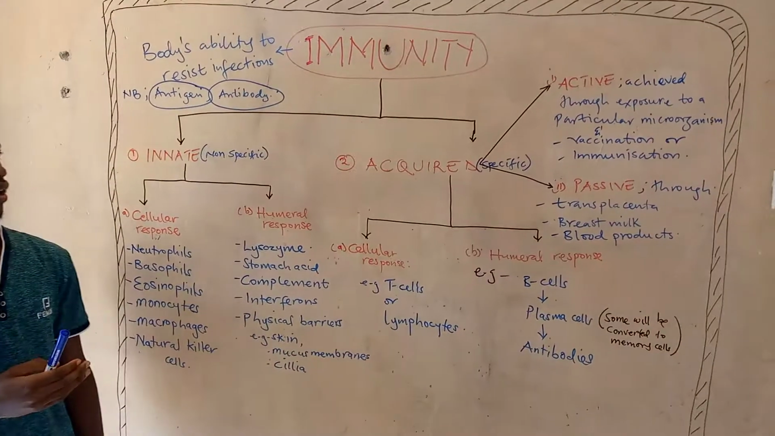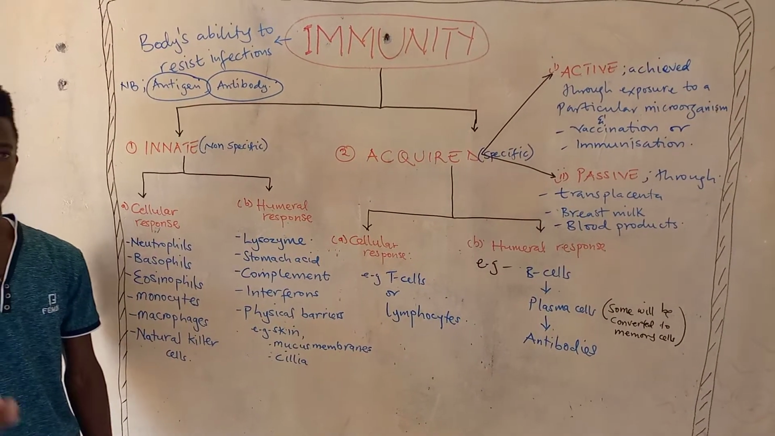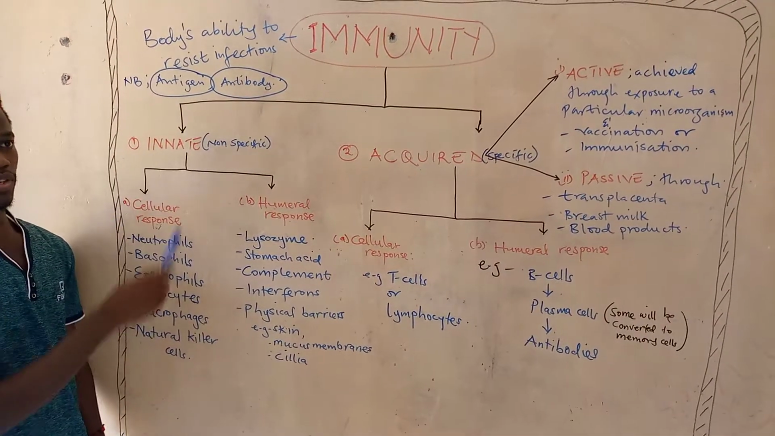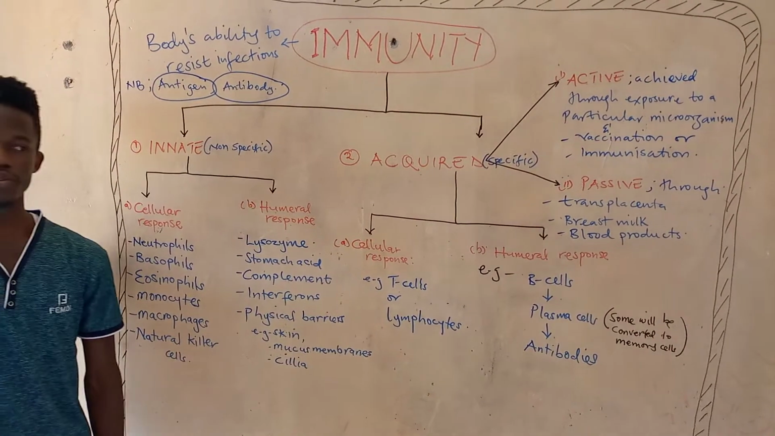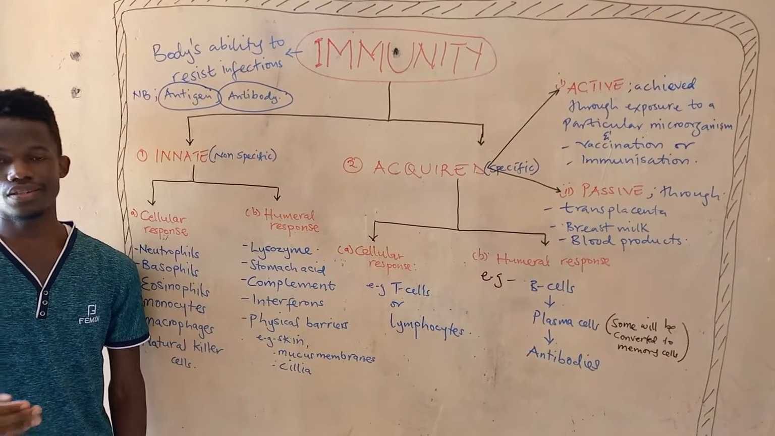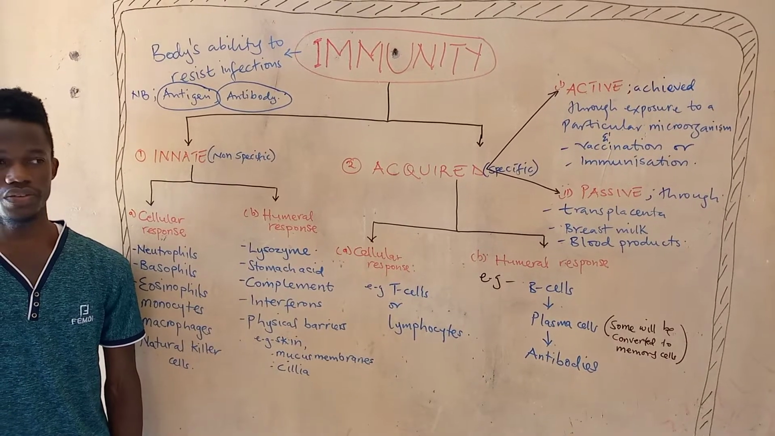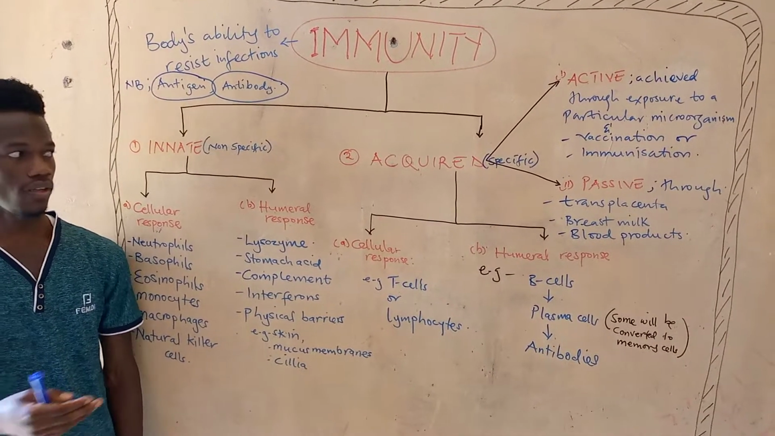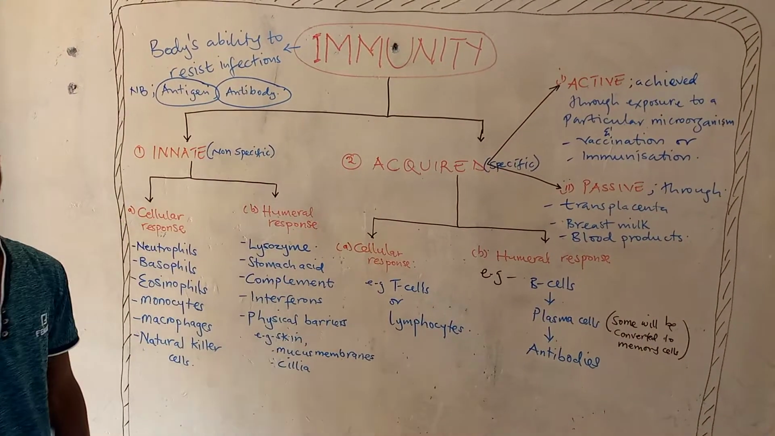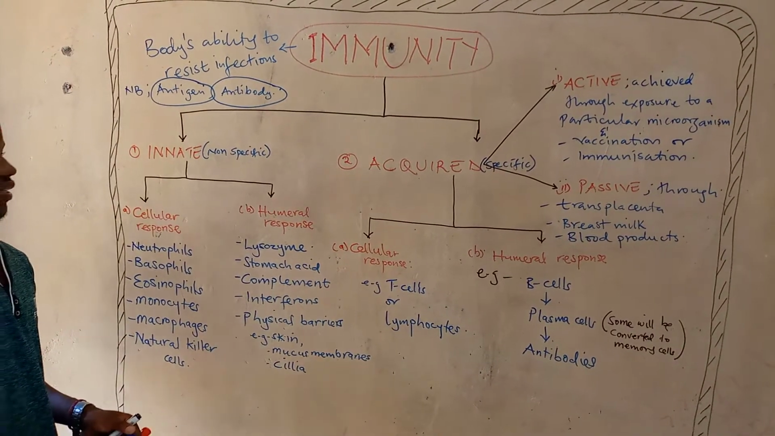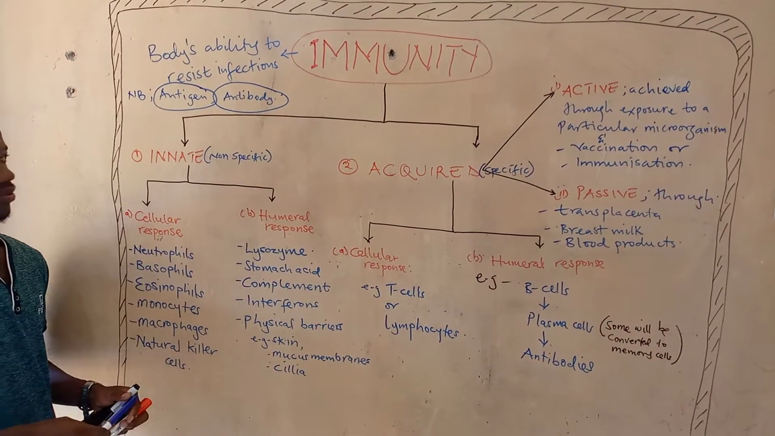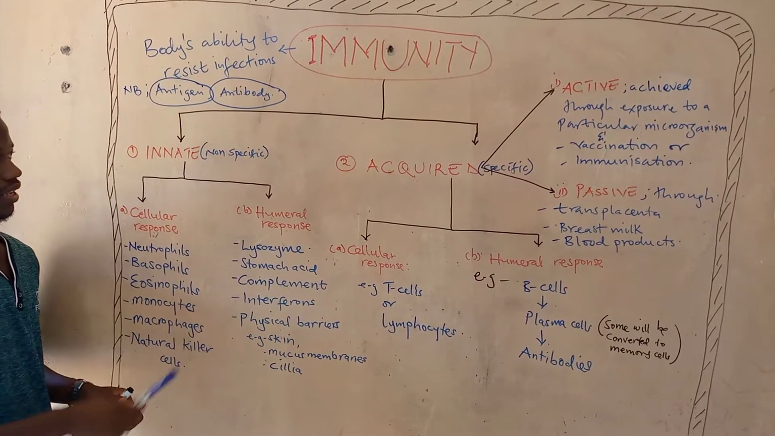Because if a child is born without this type of immunity, then the child is very prone and susceptible to so many infections and may not survive. That's why we need this type of immunity. And in brackets, we can call it non-specific.